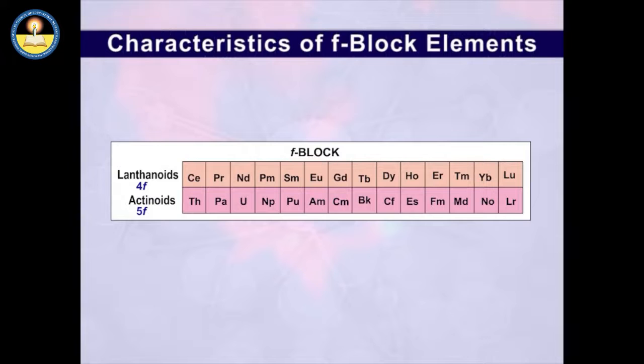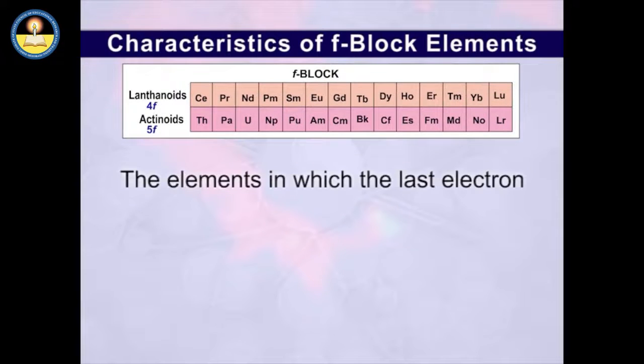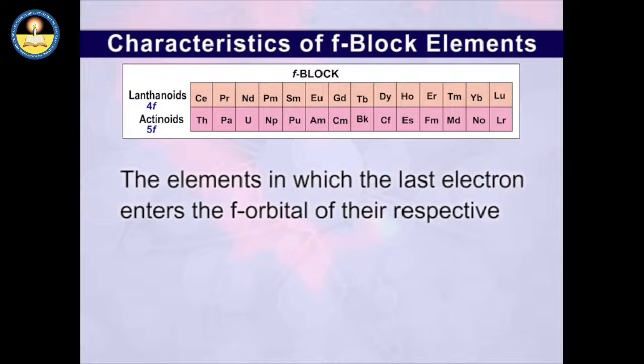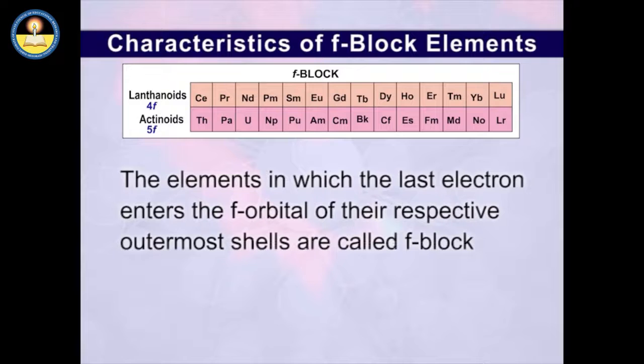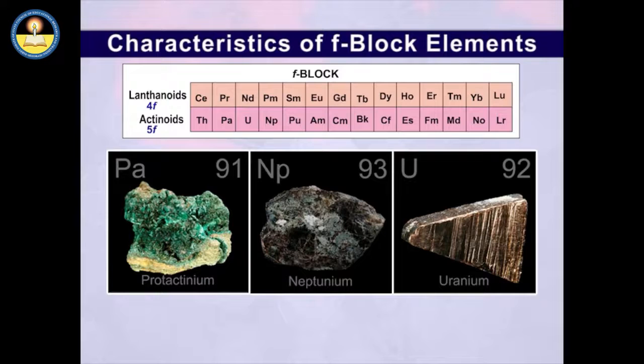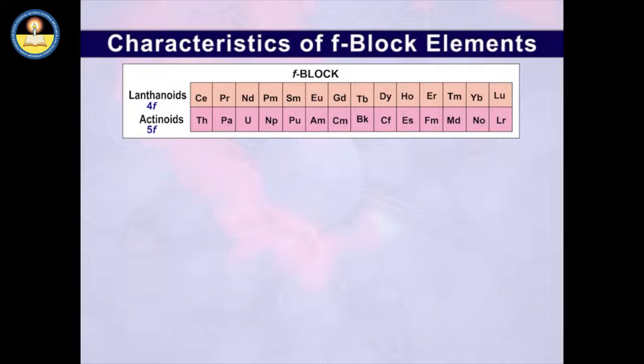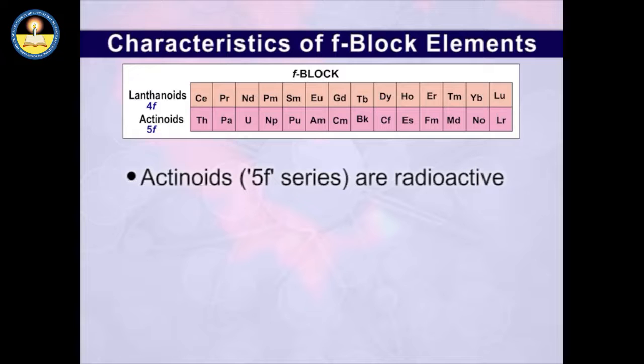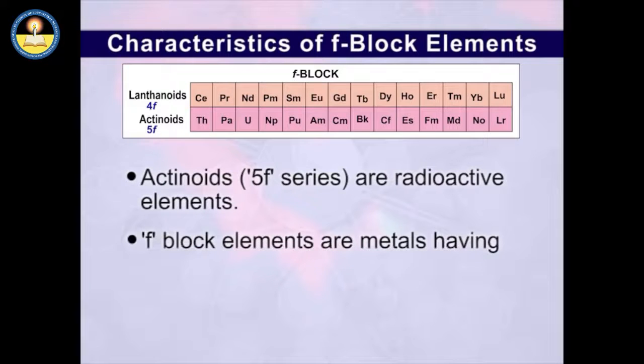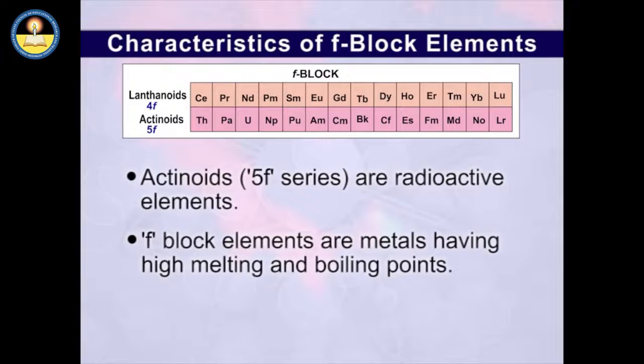Characteristics of F-block elements. The elements in which the last electron enters the f orbital of their respective outermost shells are called F-block elements. These elements form colored salts as their salts absorb light from certain visible wavelengths. Actinides, that is, 5f series, are radioactive elements. F-block elements are metals having high melting and boiling points.